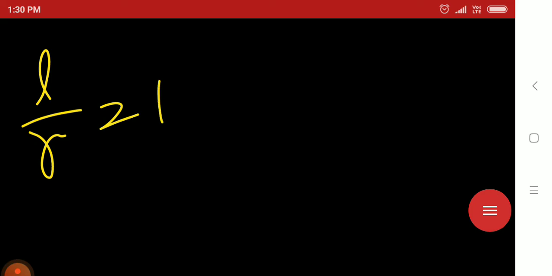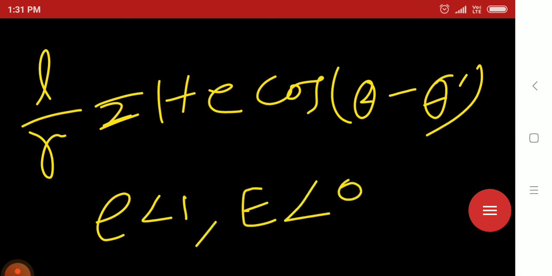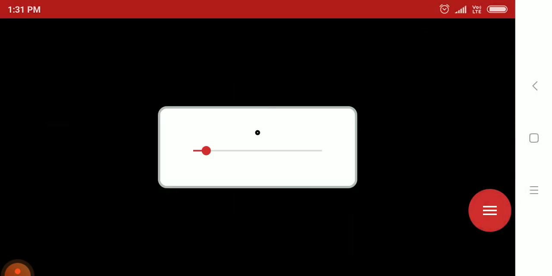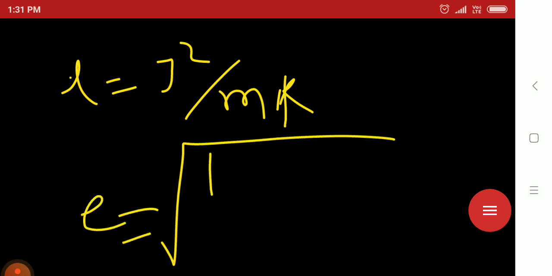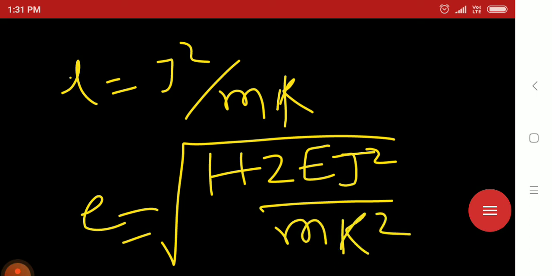L by R equals 1 plus e cos of (theta minus theta prime). We have this, and also that e less than 1, energy less than 0, is for the elliptical case. Now what is L here? L equals j squared by mk. And small e equals root of 1 plus 2E j squared by mk squared. We have this also.